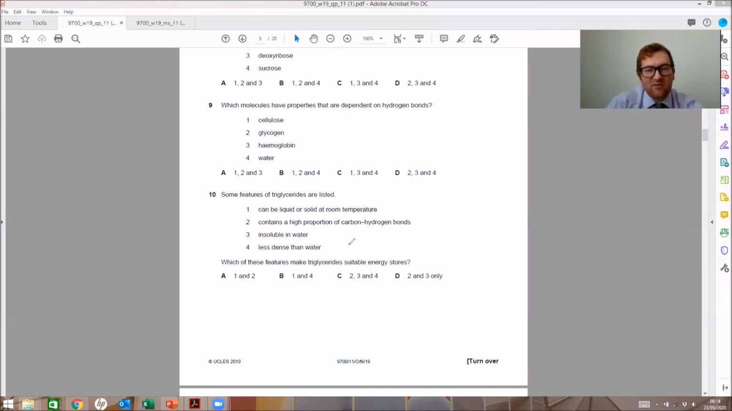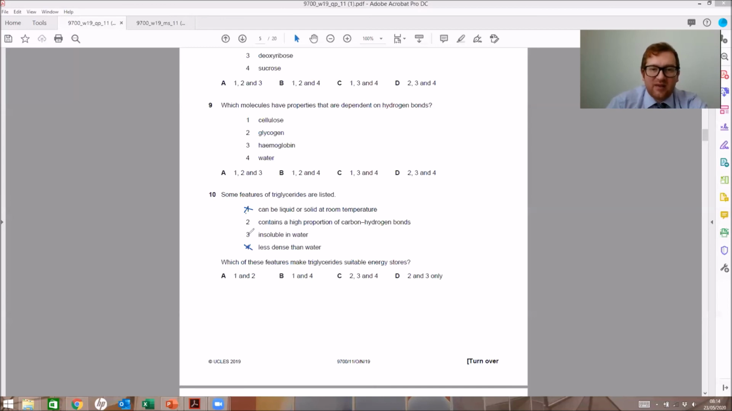Well, if we look here, the idea that it's less dense is irrelevant. Being less dense does not necessarily mean you're better at storing energy. Being a liquid or a solid doesn't really matter at this point in time either. That's a physical property rather than anything useful about storing energy.